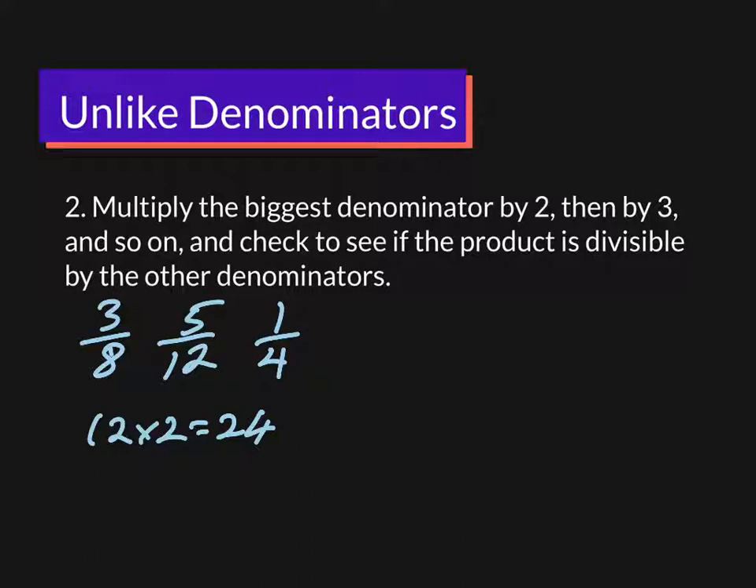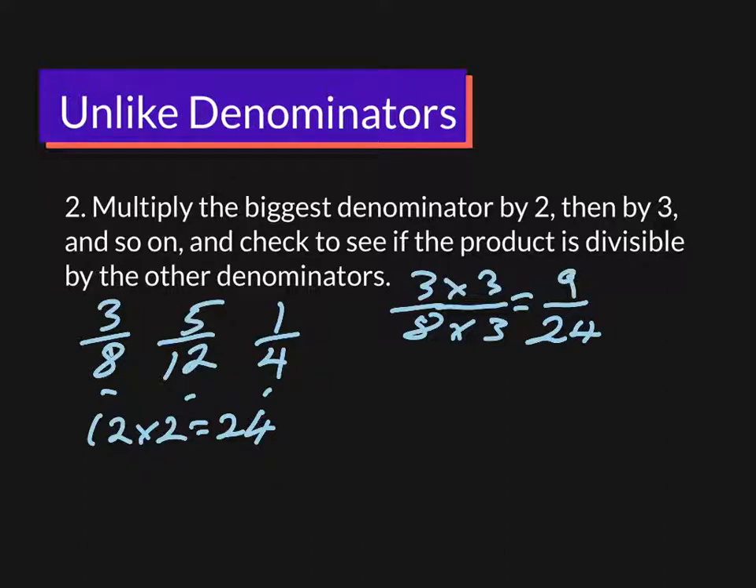So what that means is we're going to change each one of these into an equivalent fraction with 24 as a denominator. So let's start with 3/8. 8 times what equals 24? Well, 8 times 3 is 24. So 3 times 3 is 9/24.